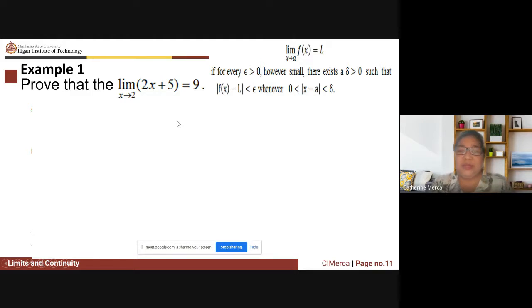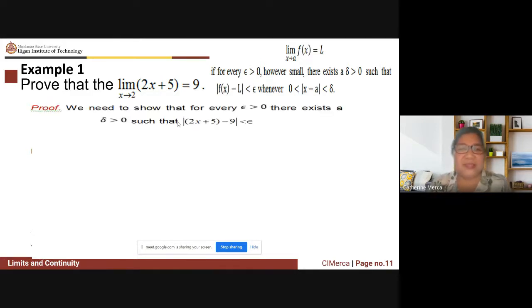Yung sabi ko sa inyo na optional siya na topic for you, pero let's just discuss it para makita nyo how we actually make use of proving. So we need to show that for every epsilon greater than 0, there exists a delta greater than 0 such that, ito yung ano natin, di ba? Actually, yung function ninyo, f of x ninyo, is 2x plus 5, minus 9. So, this is our L, the limit 9, is less than epsilon. So, from there, dapat, nakita natin ito, whenever 0 is less than absolute value of x minus a less than delta.